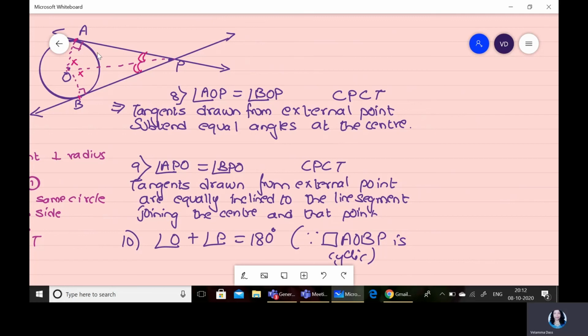So I hope you have understood this, a very simple proof, very important proof, and the applications where you can use it by solving the sums.